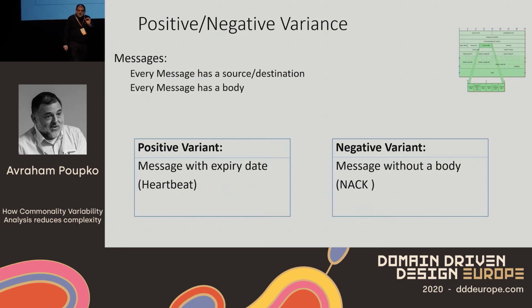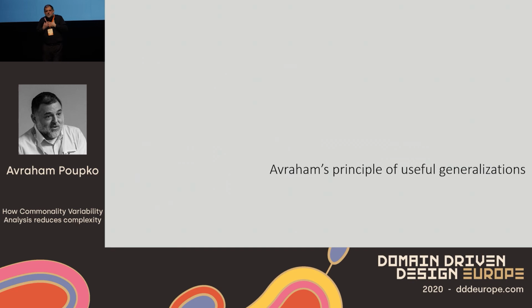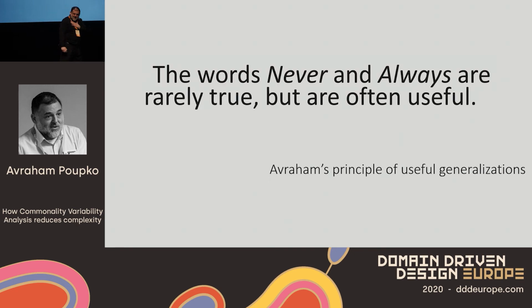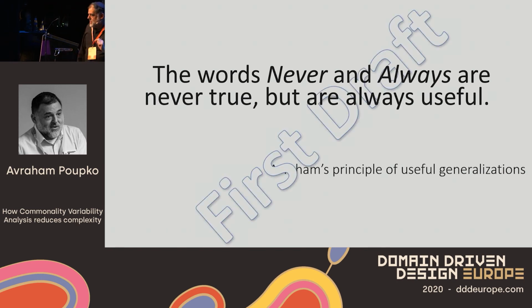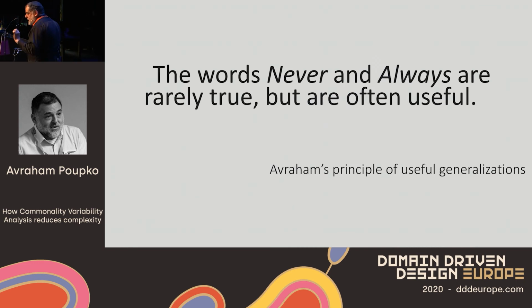Rules with exceptions are useful rules, and I want to bring about my principle of useful generalizations. This is Avraham's principle of useful generalizations, and I like it. And here is what it says. The words never and always are rarely true, but are often useful. Now, I'll let you see my first draft of this belief of mine. My first draft was, the words never and always are never true, but are always useful. Now, I didn't use this first draft because it's not true or useful. It's only funny. But so I decided to stick with the words never and always are rarely true, but they are often useful. And as domain modelers, we shouldn't be afraid of using them.